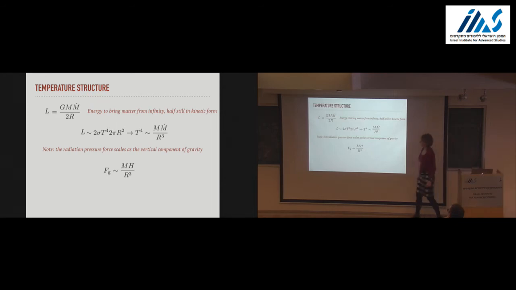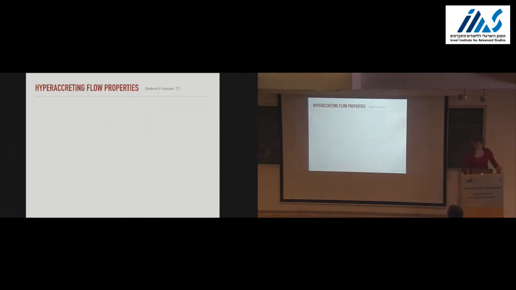And then if we assume that this medium radiates as a black body, I see that T to the 4th is M dot over r to the 3rd power. And then if I look at the gravity force, I see again that they have the same scale. And this is important for the property of hyperaccreting flow. So now I'm taking all I've told you, and I'm going to high accretion rates, towards the critical accretion rate.